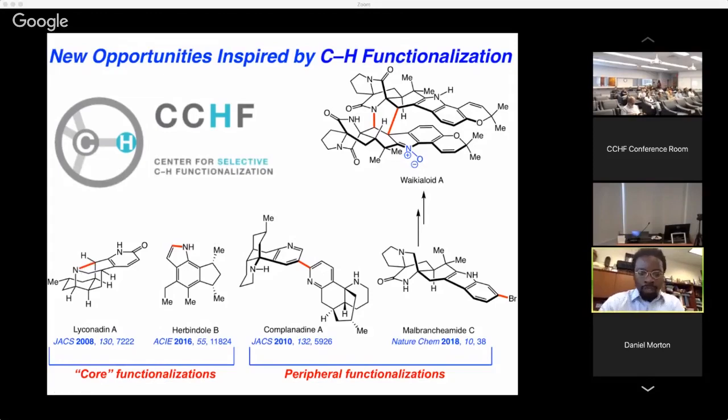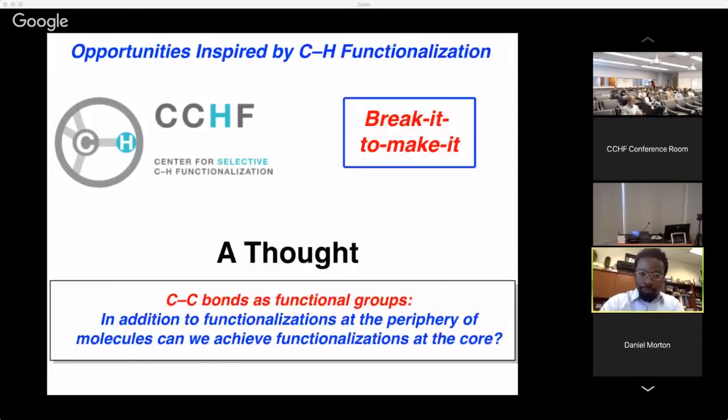And as we thought more about these ideas of cleaving CH bonds to forge other bonds, and especially in the context of late-stage functionalization, we wanted to think about ways in which one could achieve maximal diversification of molecules at a late stage. Of course, peripheral functionalizations have been utilized extensively for this purpose, but we also wanted to think about ways in which one could do this at the core of organic molecules, and that would necessarily mean thinking about ways in which one could break carbon-carbon bonds to forge new bonds.